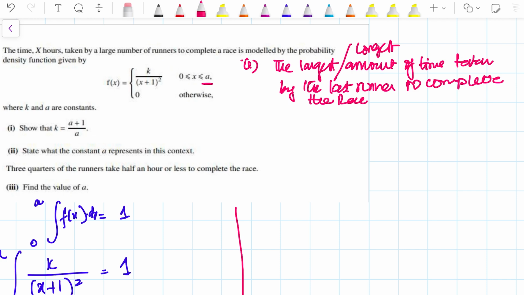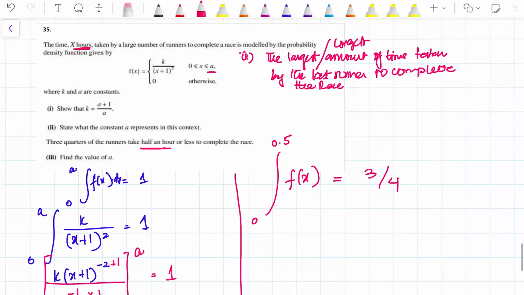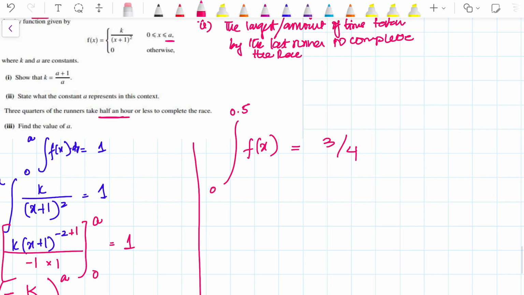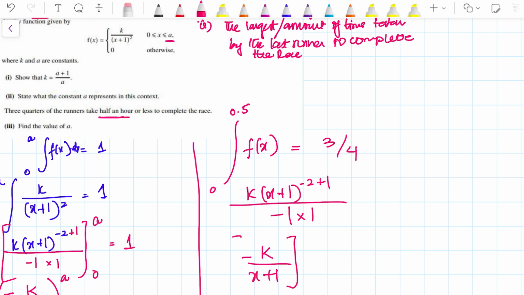Three quarters of the runners take half an hour or less to complete the race. Okay. So f of x, since they're taking it as hours, I'll take half an hour as 0.5. 0.5 till 0 is equal to 3/4. Okay, so let's integrate the function. Integrating the function means k times (x plus 1) power minus 2 plus 1 divided by the new power into the differential of the inside expression. So this is what it becomes.